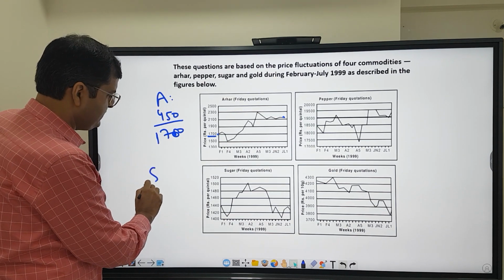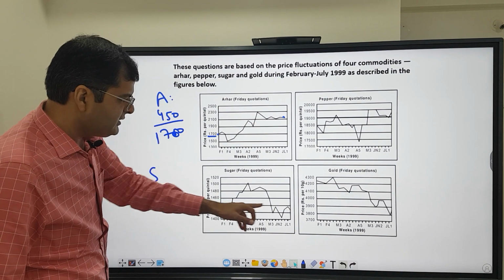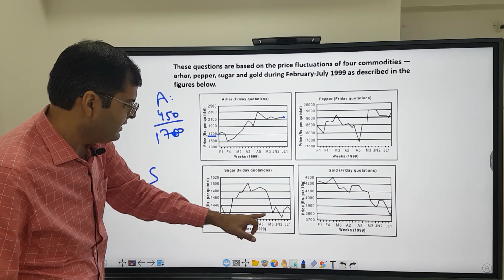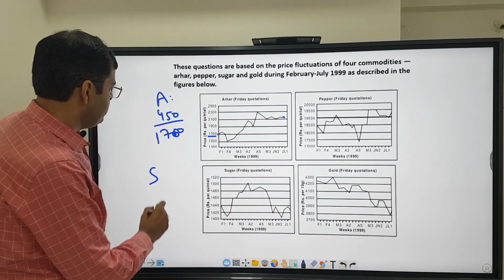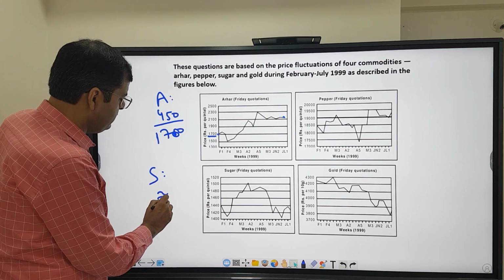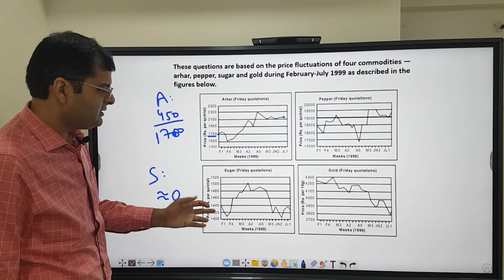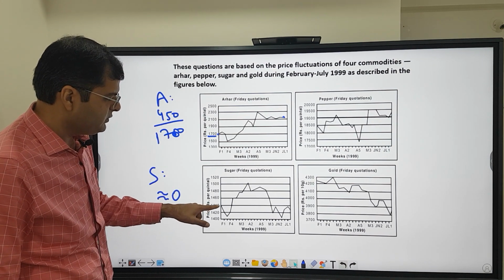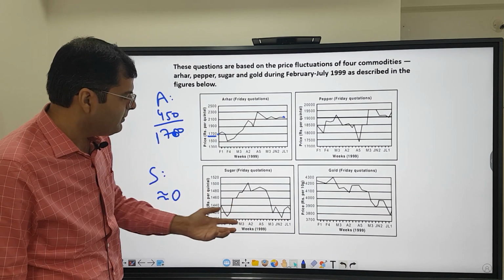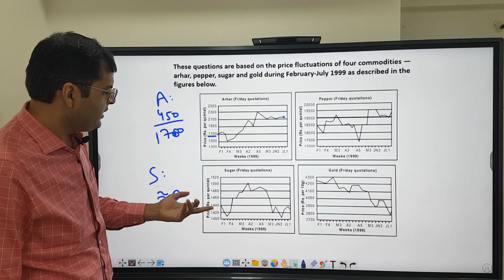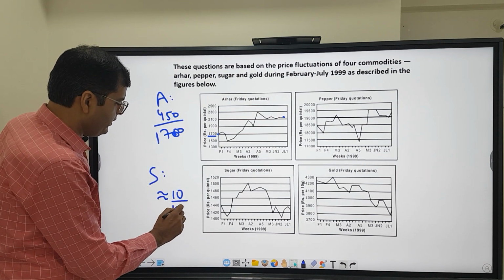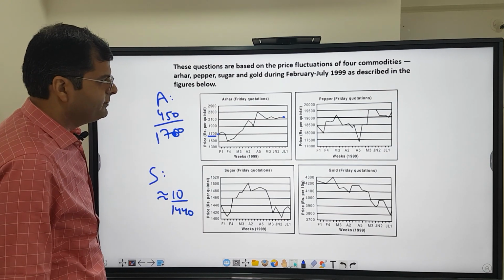For sugar, S, if you look at it, the start and end points are very close. It is 1440 here and slightly less than 1440 at the end. So the absolute difference for sugar will almost be equal to 0. It will not be exactly 0, but it is 1440 and maybe 1430. So it is almost equal to 10 upon 1440, which is very close to 0.